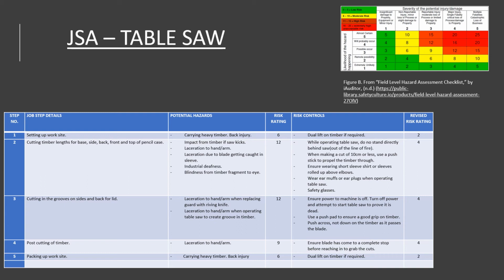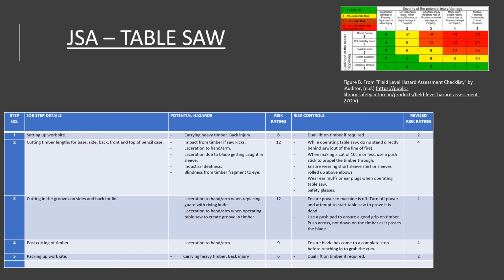Cutting timber lengths for base, side, back, front and top of pencil case. Potential hazards: impact from timber if saw kicks, laceration to hand/arm, laceration due to blade getting caught in sleeve, industrial deafness, blindness from timber fragment to eye, risk rating of 12.